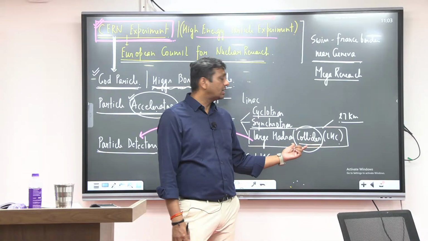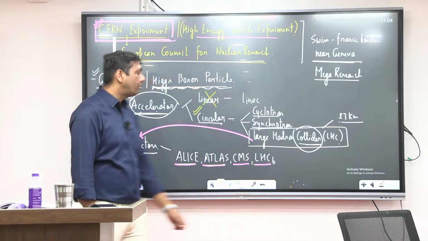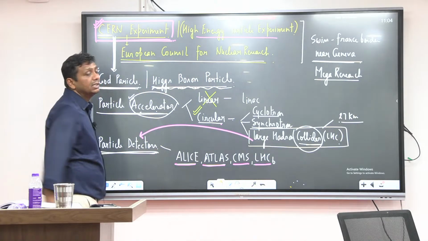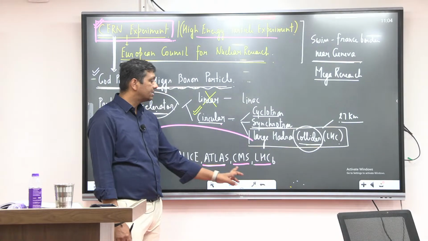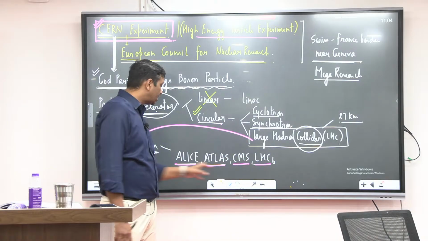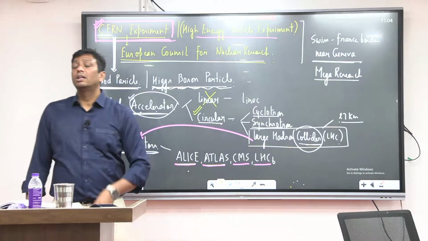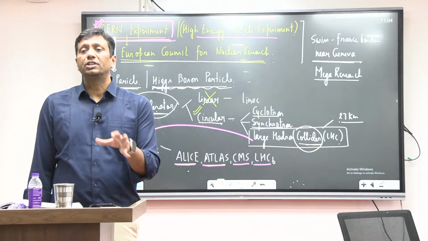And in this accelerator and collider, I have presented different types of powerful cameras. These powerful cameras we call detectors. Those detectors are ATLAS, ALICE, CMS, and LHCb. B for Bombay, small b. So these are the names of the detectors used for the detection of dark particles.